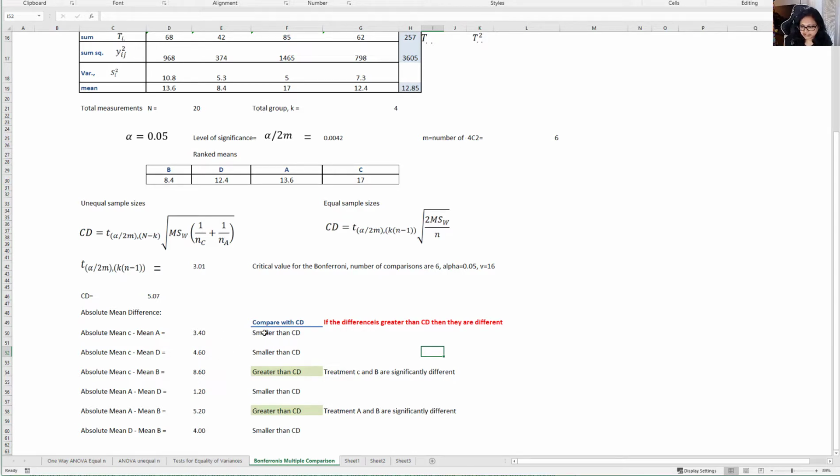So you can see that I compared them with the CD value, and I found that only CB, this pair, and AB, this pair, that means A and B, and C and D, these two pairs, we found that their value is actually more than the CD value. That's why they are significantly different. That's how you can perform the Bonferroni multiple comparison test.